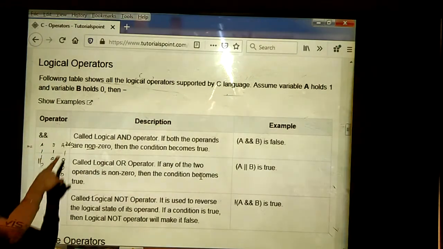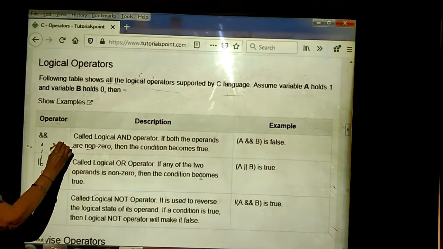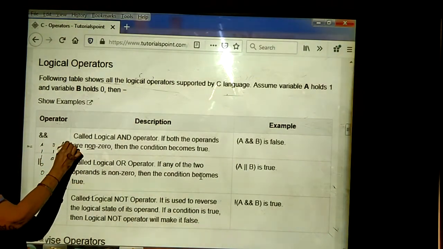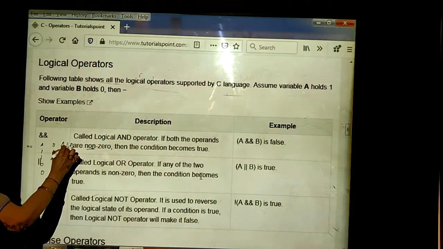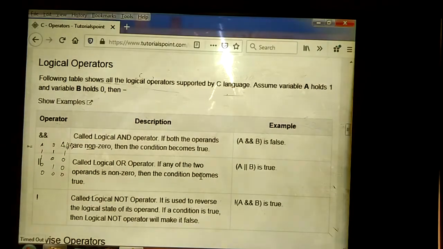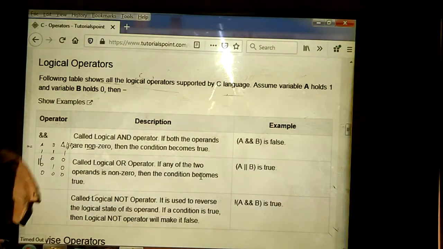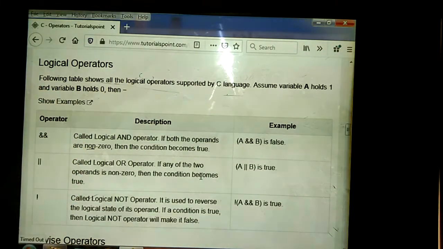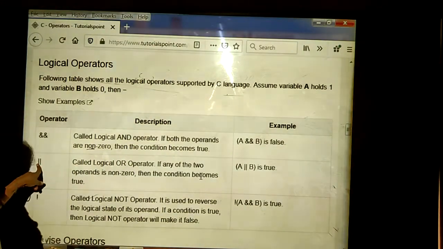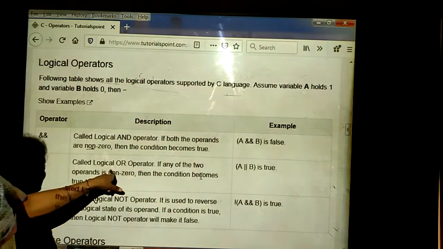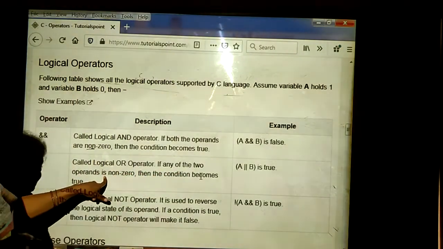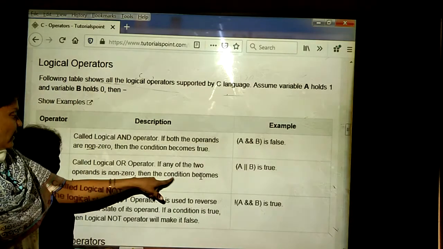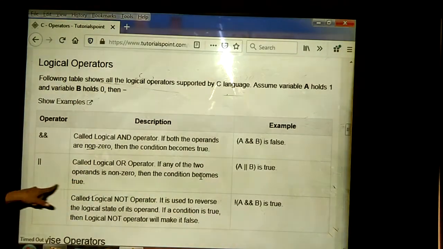Next, we can see A or B. What is the symbol we are going to be using here? For A or B, we use the pipe symbol. We need to call it the logical OR operator. If any one of the two operands is non-zero, then the condition becomes true.